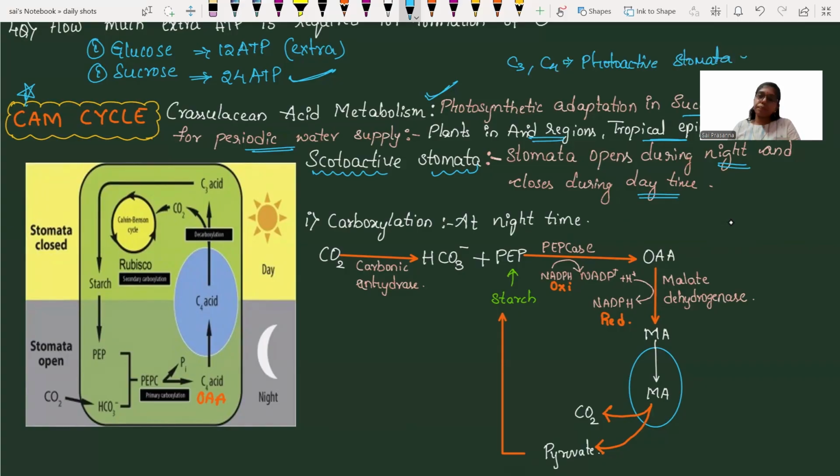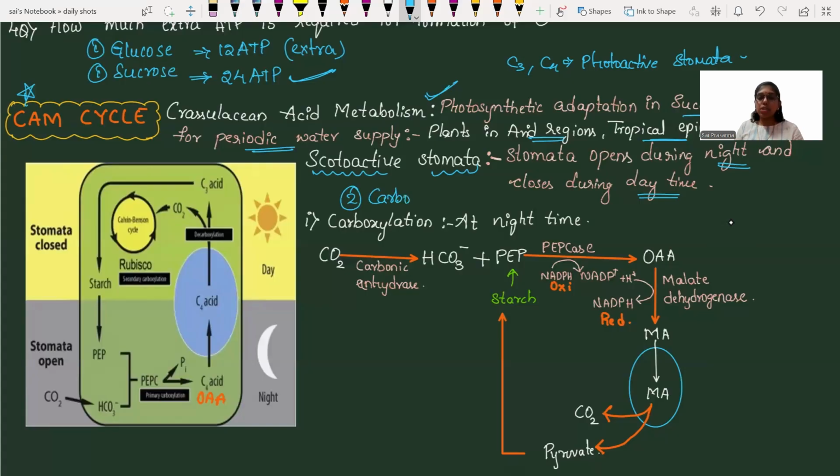Now, in this also, 2 carboxylations will take place. But as we have studied in the C4 cycle, there are 2 cells, right, which conduct the carboxylations: one is the mesophyll cell and the other is the bundle sheath cell. But here it is conducted only in the mesophyll cells.